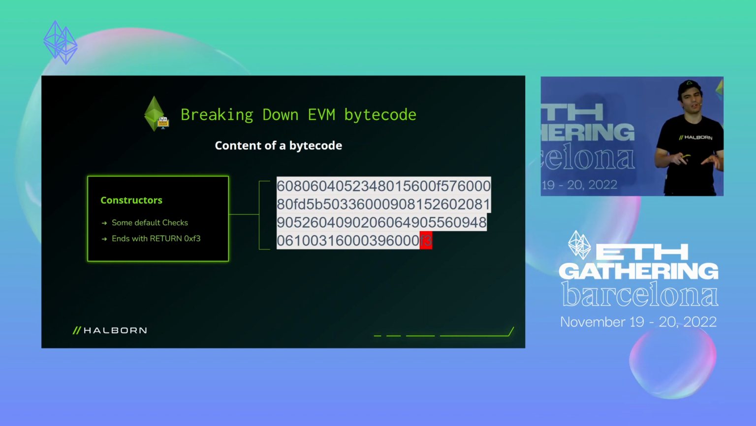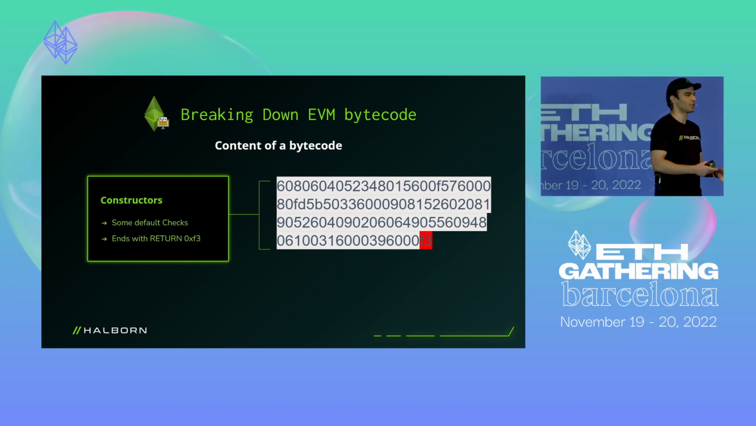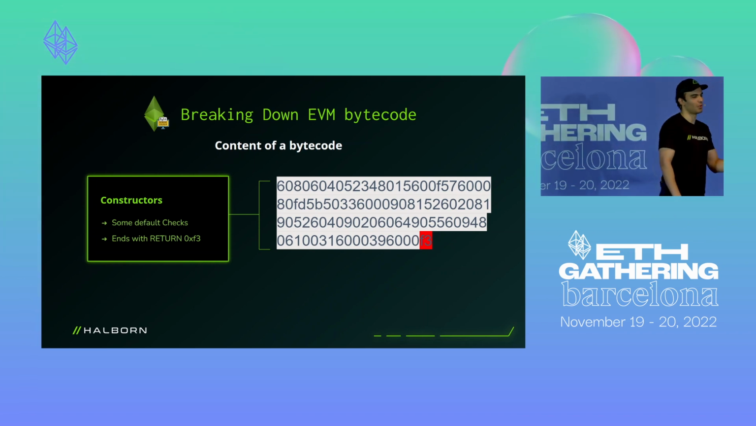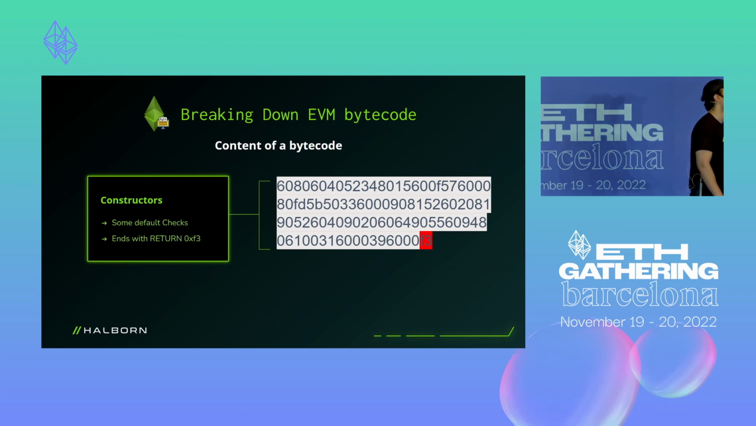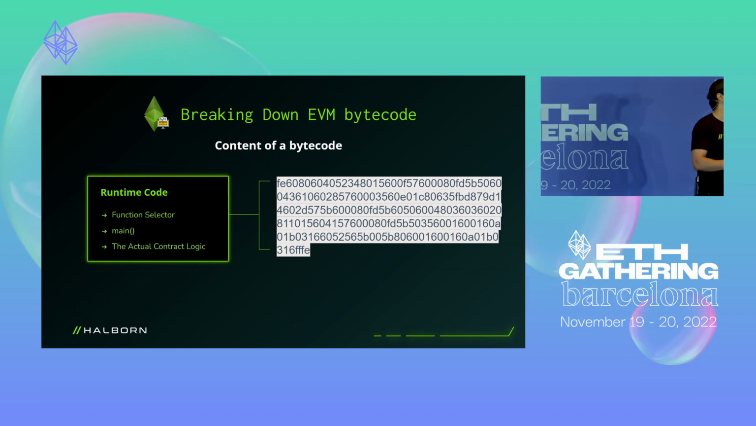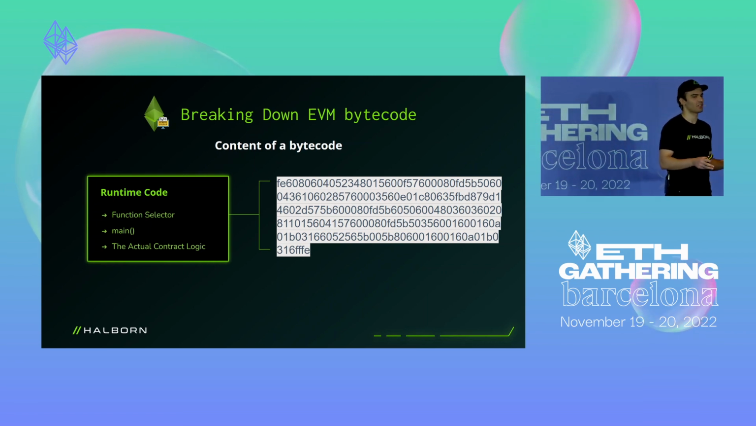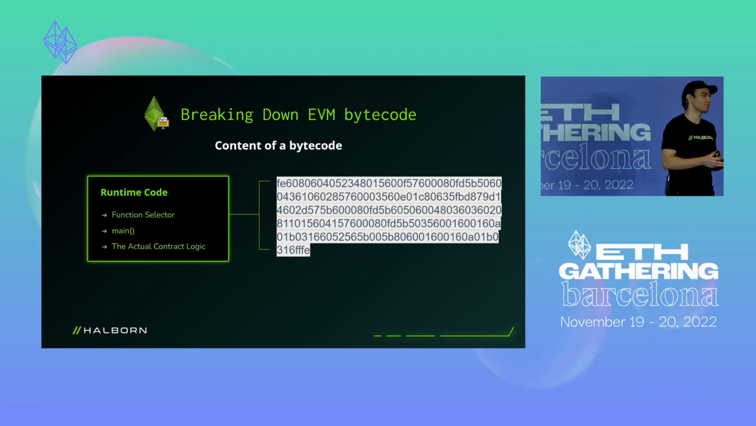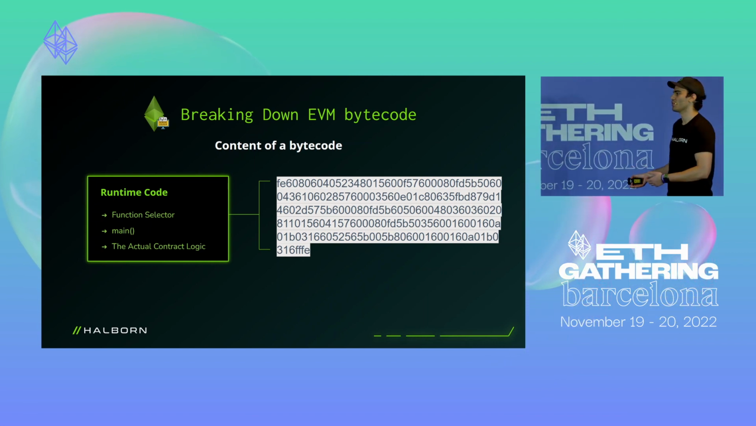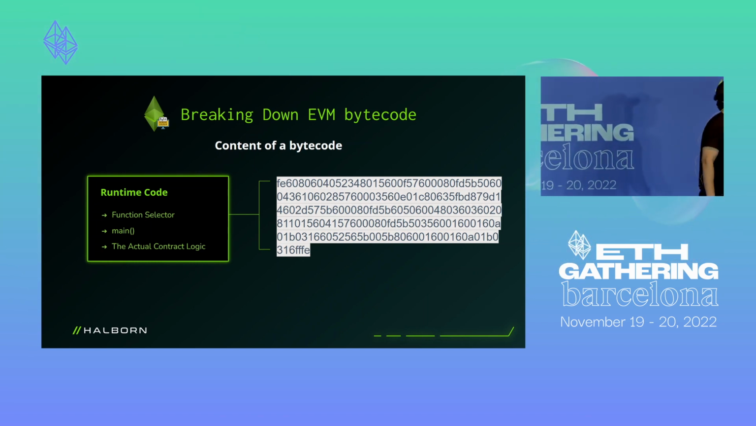You might have multiple constructors for one contract, because you might import some third-party libraries and so on. But mostly they end with a return instruction. Then there is the runtime code. The runtime code contains actually the stuff we're going to take a look at. It contains the function selector. I like to call it the main functionality of the smart contract. It all goes into the runtime code, and the actual contract logic. If you are doing arithmetic operations or any transfers, calls, or whatever, they're just going through the runtime code.